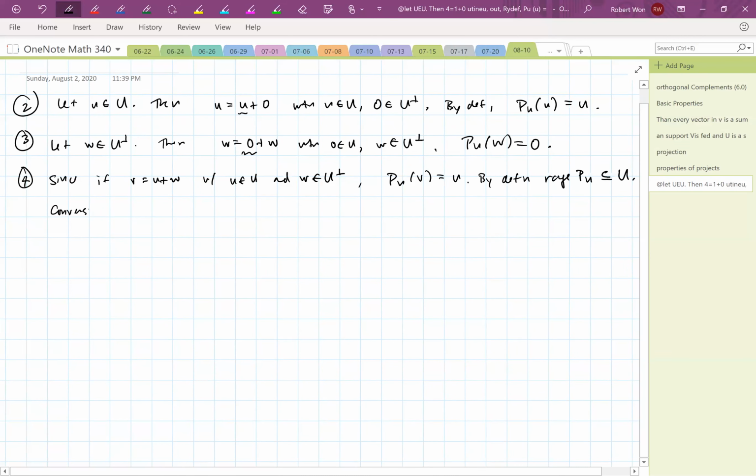Okay, conversely, I need to show that U is a subset of the range. In other words, I need to show that you can get every vector in U by projecting. But if I want to get some vector, how do I get it out of the projection? I just plug it in, and then the projection leaves it unchanged. So conversely, if U is in U, then if you project onto U, by part 2, this is just U. So U is in the range of PU. And these two things together show that the range of PU is actually all of U.